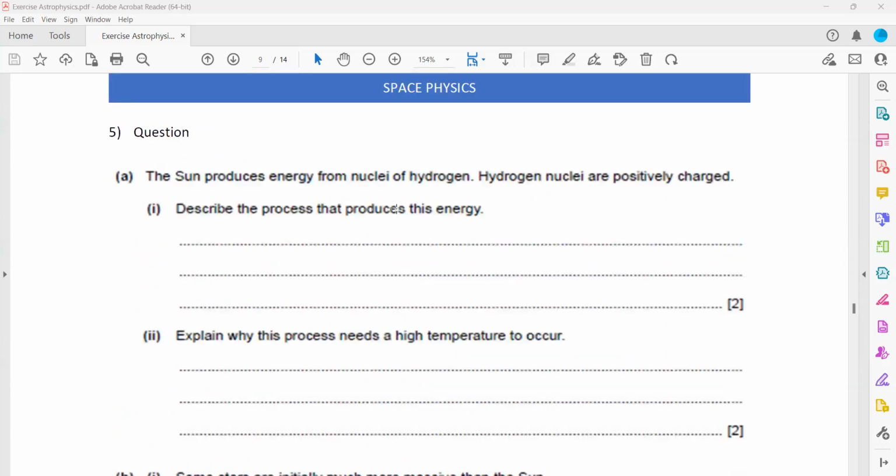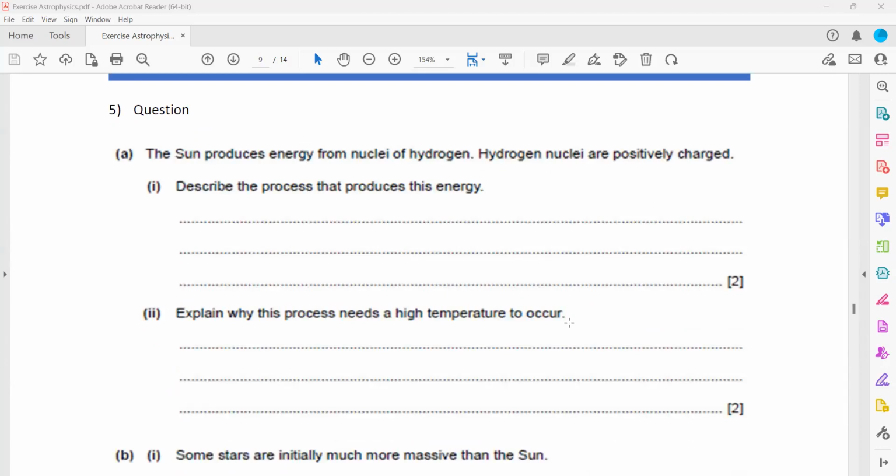Then question 5: the Sun produces energy from nuclei of hydrogen. Hydrogen nuclei are positively charged. Describe the process that produces this energy. How are stars producing energy? The stars are producing energy by nuclear fusion. And what actually happens, like lighter nuclei. So describe the process that produces energy. What happened here in this one?